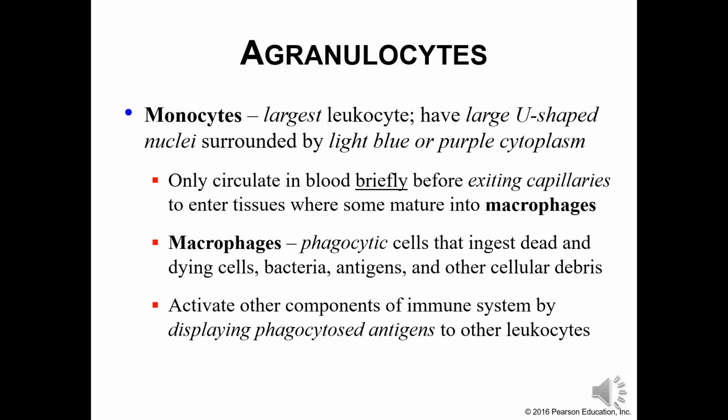Macrophages also help to activate other components of your immune system, particularly the B cells and the T cells, by displaying an antigen that has been phagocytosed by the macrophage. It then presents that antigen on its cell membrane to other leukocytes, like T cells and B cells, kind of like an identity tag, telling that lymphocyte that there's something in the body that's attacking the body.